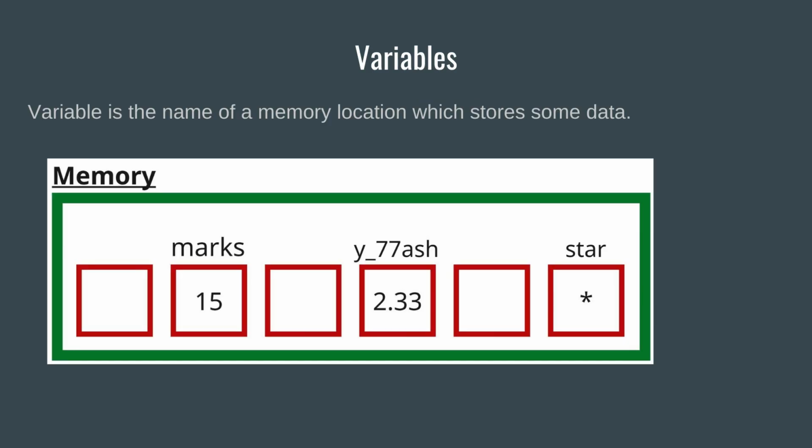Variable is the name of a memory location which stores some data. Here I have listed a few examples of variable names like marks, which has stored 15 inside it, and star, which has stored a star symbol inside it. All the variables here are given their memory address inside the memory and are stored in the memory. We can give any name of our choice to variables if it follows certain rules.